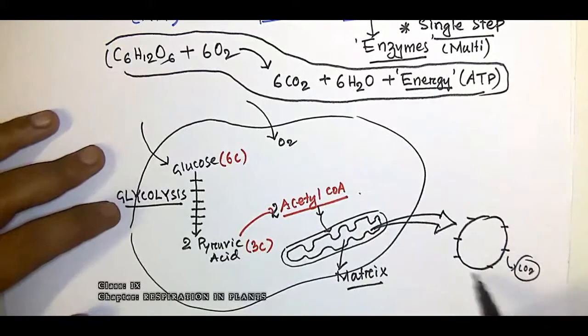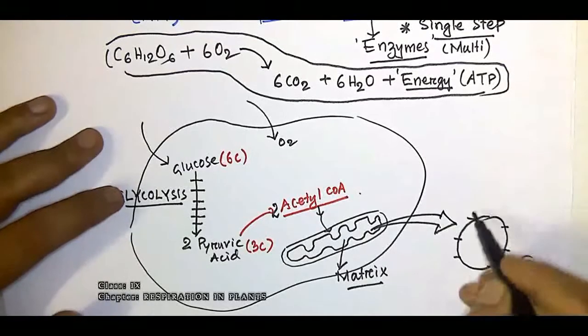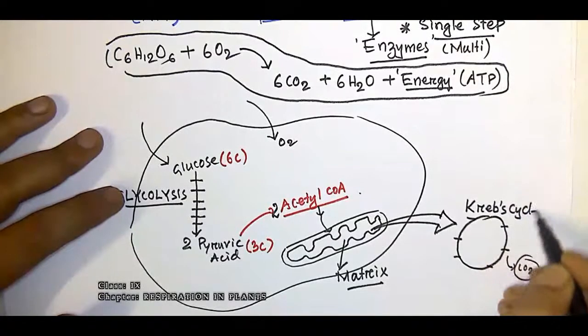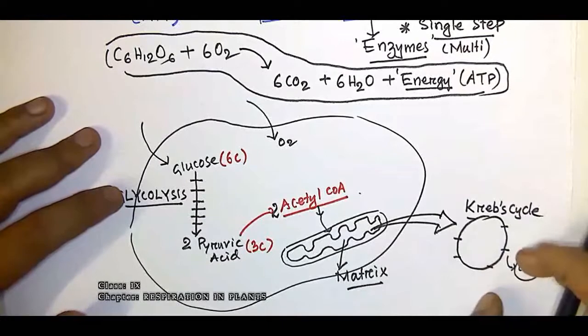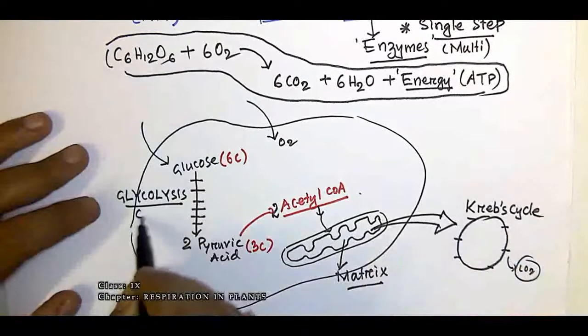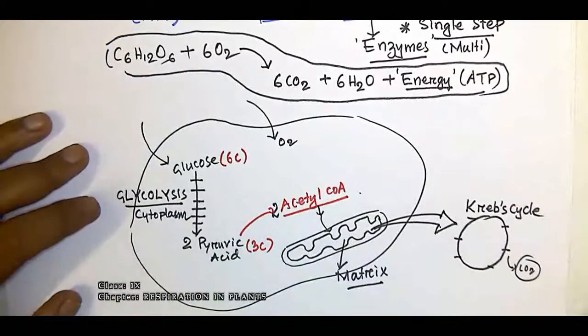Now, carbon dioxide will be formed, getting the point. And in every step, there will be a specific enzyme required for this interconversion. And what do we call this particular process? We call this the Krebs cycle. I believe it is clear. Where is it occurring? In the matrix. Where is glycolysis occurring in the cell? Cytoplasm. Okay.